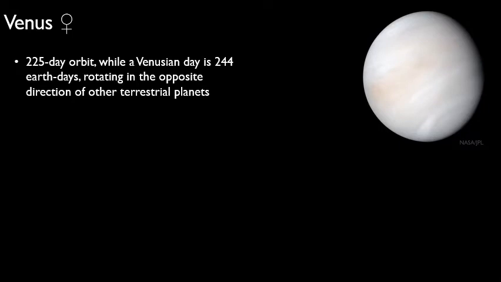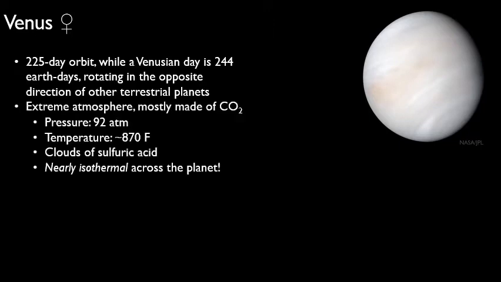So moving on to the next planet, Venus. This one has a 225-day orbit. The day is actually a little bit longer than the year, so it takes 244 Earth days for it to spin around, so very slowly rotating. And it's actually rotating in the opposite direction of the other terrestrial planets, albeit very slowly, but nonetheless in the opposite direction, which is kind of interesting.